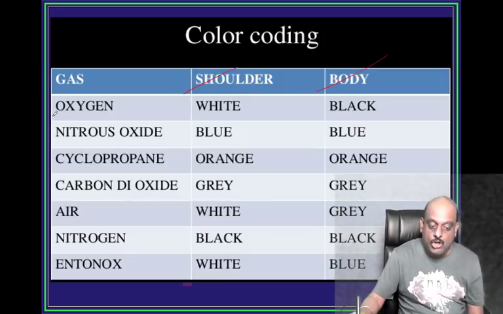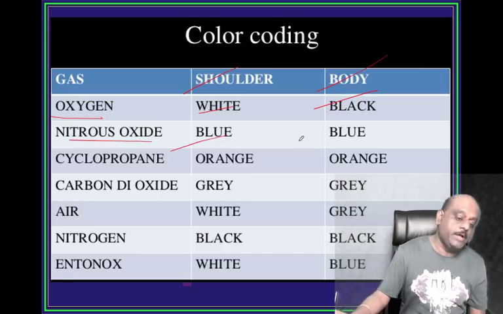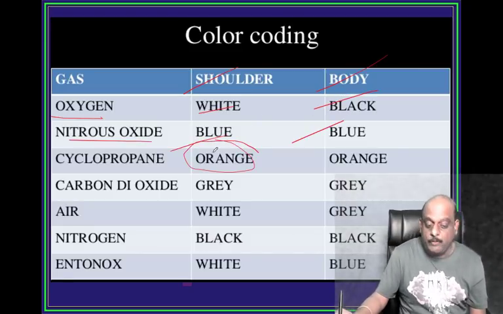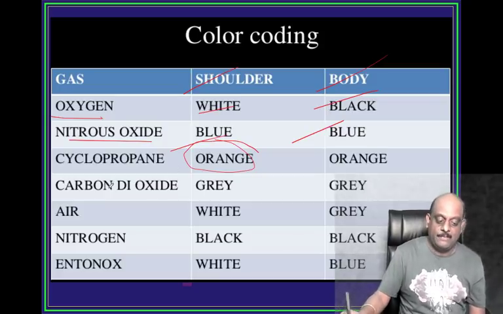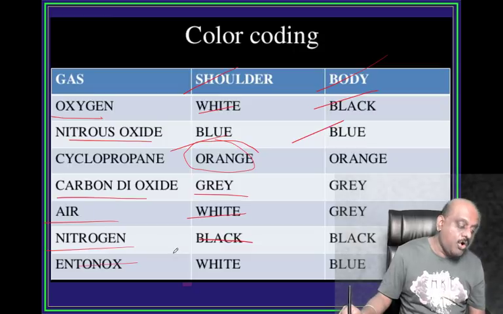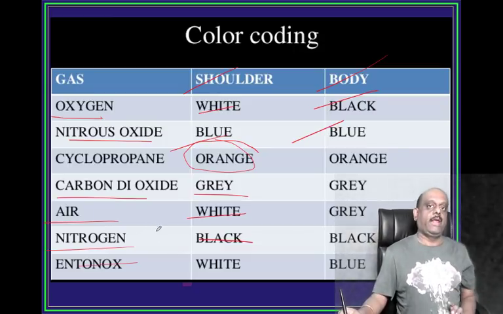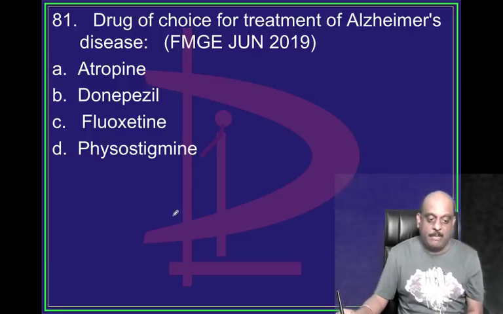You have to be sure. Oxygen bole to white shoulder, black body. Nitrous oxide, blue shoulder, blue body. Cyclopropane, orange shoulder, orange body. Carbon dioxide, gray. Air, white. Nitrogen, black. That's what you need to remember.